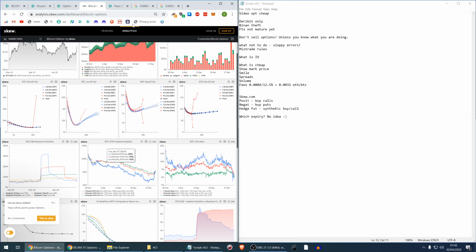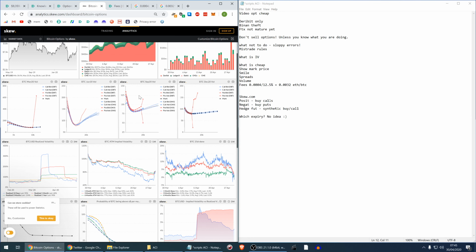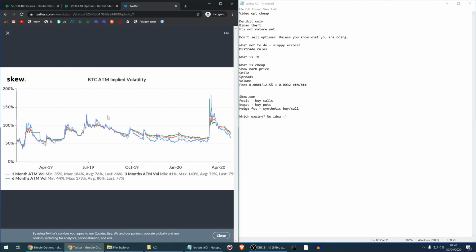So how have the market makers been pricing these contracts? On skew.com, unless you are an institutional client and you have access to the login, you can only view the 1 month implied volatility. And you can sometimes get some insights from skew.com on Twitter, and they have posted this, which is implied volatility of at-the-money options.